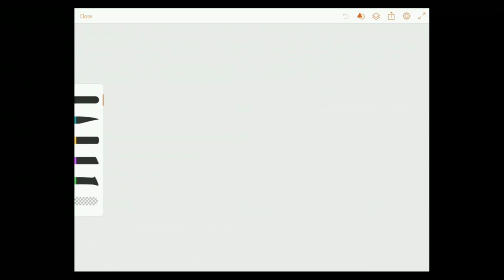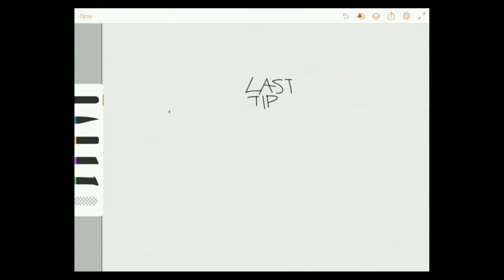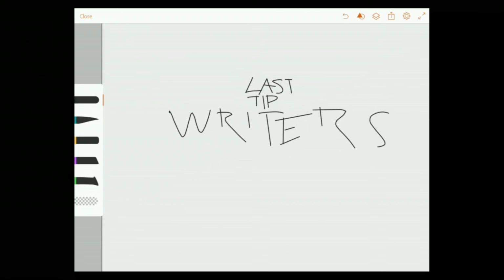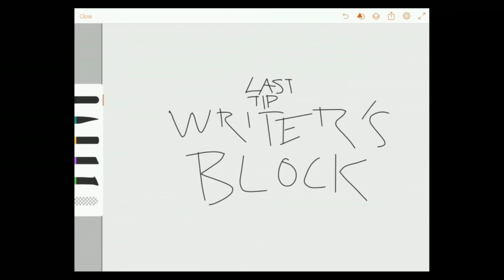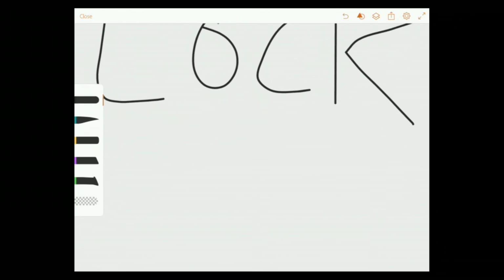Okay, and here comes my last tip, which has to do with the worst thing for a writer of any comic strip. What is that? Writer's block. And here's my advice. See if I can zoom in. I need more space.